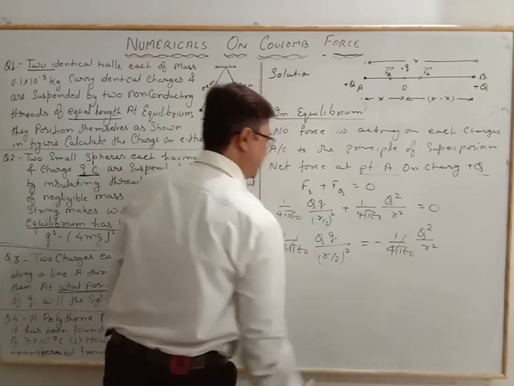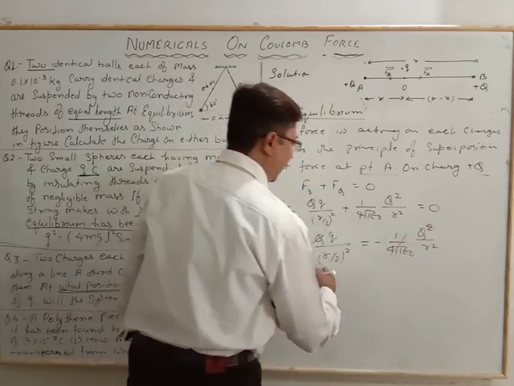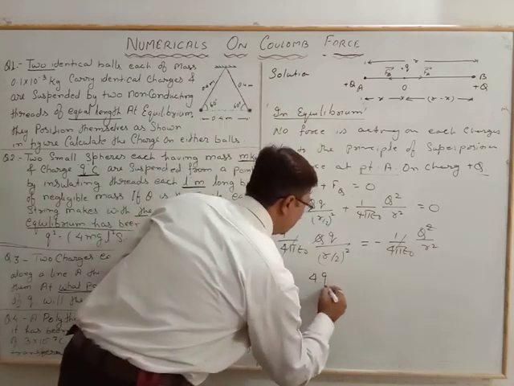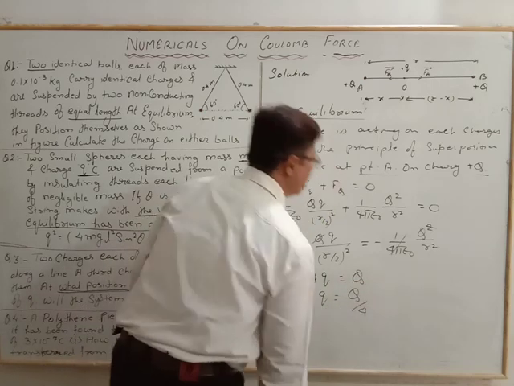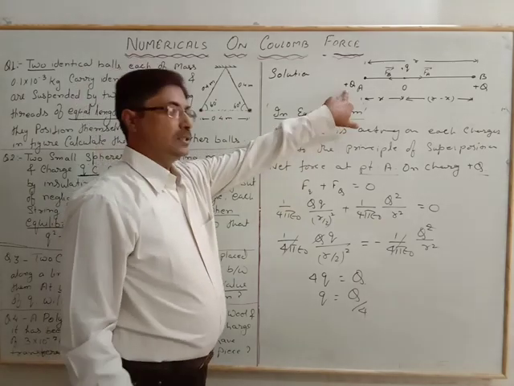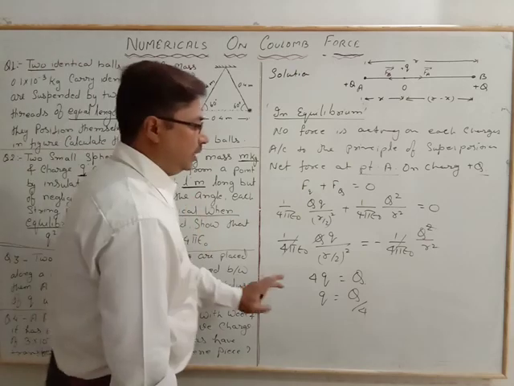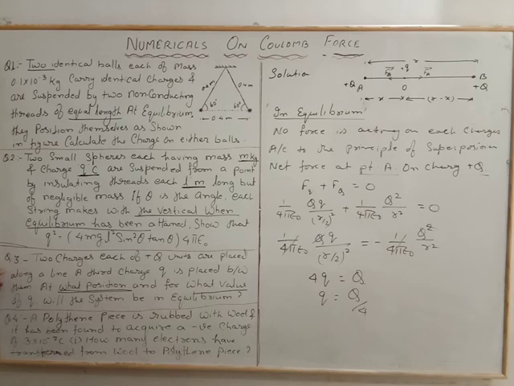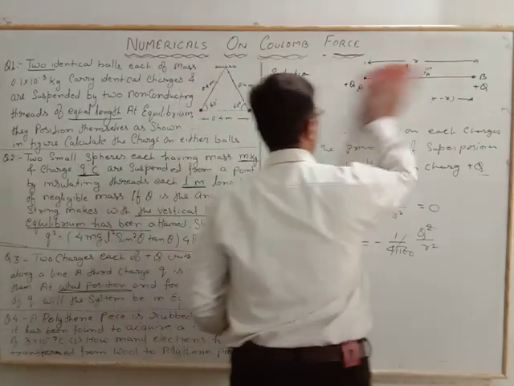4 pi cancels. From here Q is also cancelled, one Q is cancelled, and in this relation we have r square by 4. So q is equal to 4Q, or the q value is 4 times the given charge plus Q, and this is the value of this charge. So the position and the value we get from the relation for numerical 3. Now the fourth one.